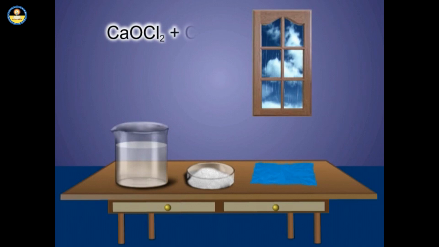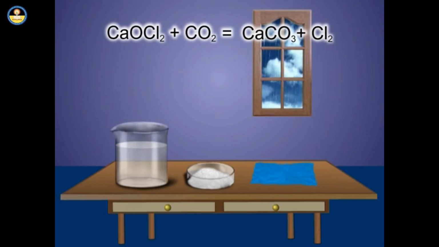CaOCl2 reacts with CO2 to give CaCO3 and chlorine. In layman's language, this means that the bleaching powder loses effectiveness when exposed to air.